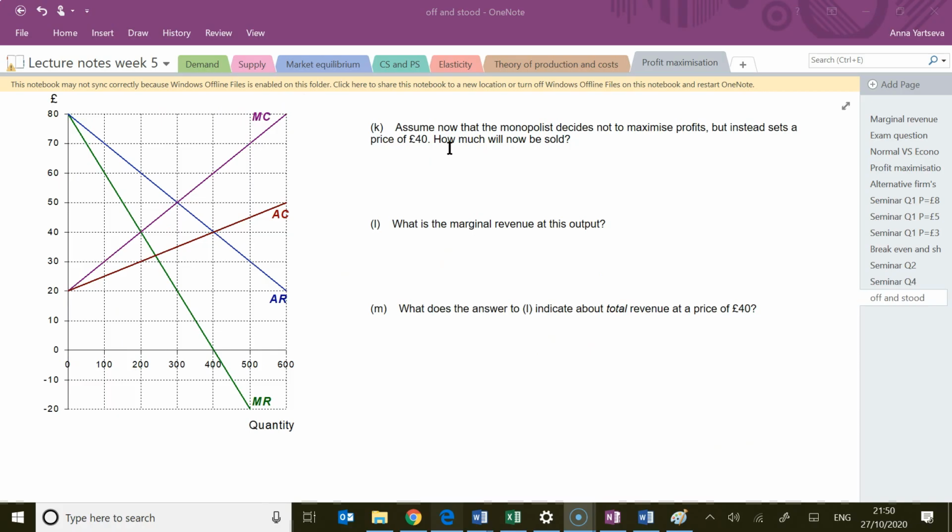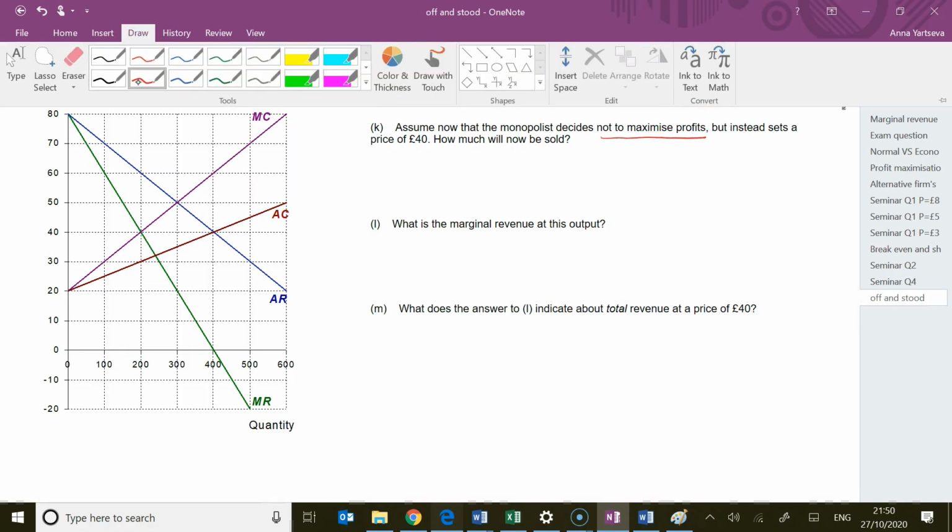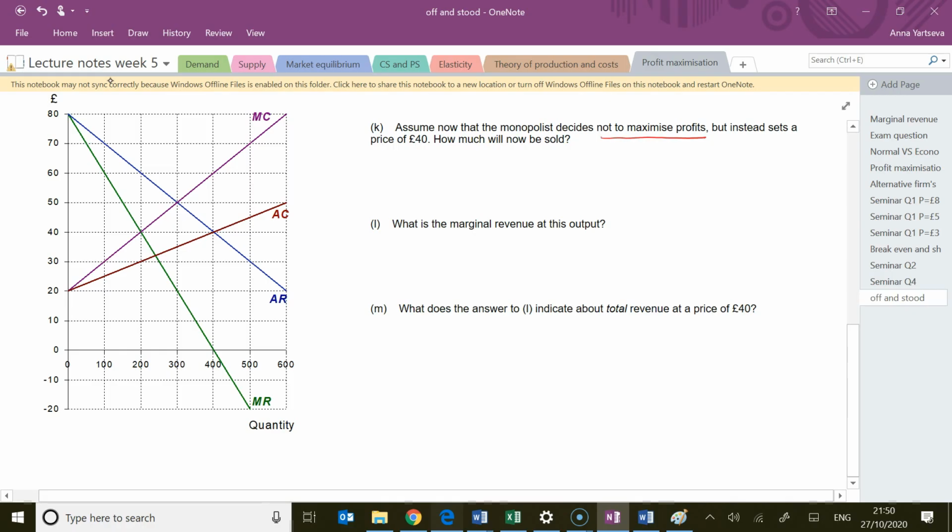Next question, question K. Assume now that the monopolist decides not to maximize profits. So instead of trying to select output according to the MC equals MR rule, we will have some other decision-making criteria. Instead, we'll set a price equal to 40. For whatever reasons. For example, you try to sell your used textbooks on eBay. You finished your studies and you want to sell your textbooks. And there are quite a lot of students like you, graduates like you, who want to get rid of their textbooks for some money. And if the going price for a particular textbook is 40 pounds, this is what you will have to charge.